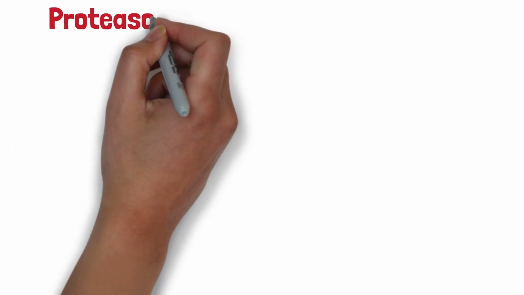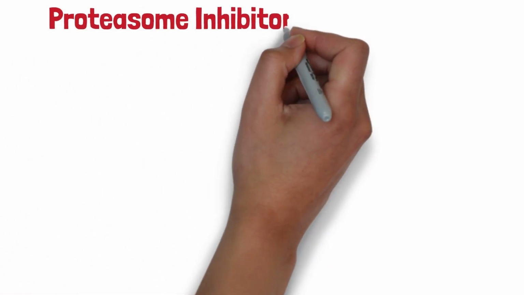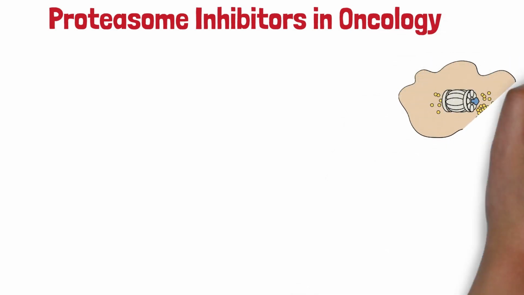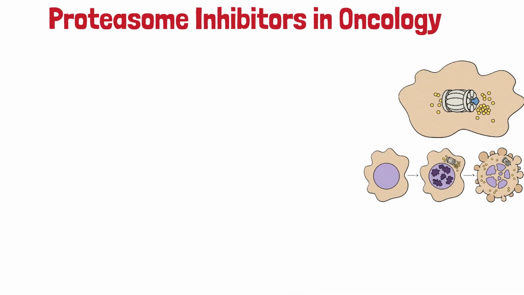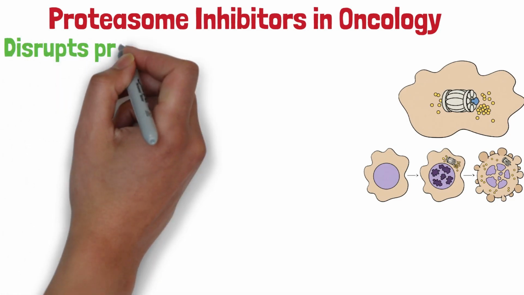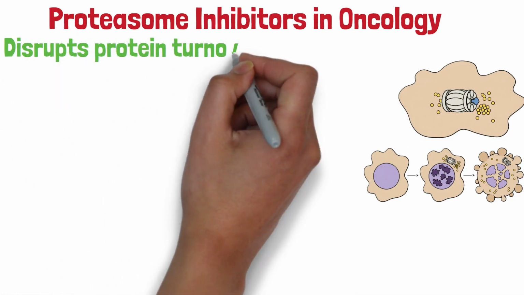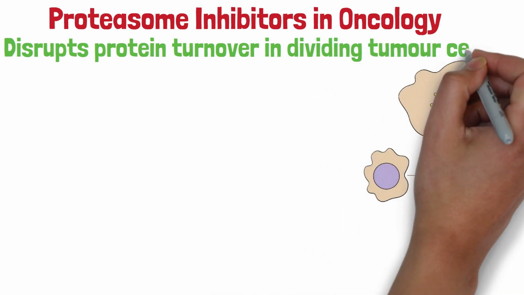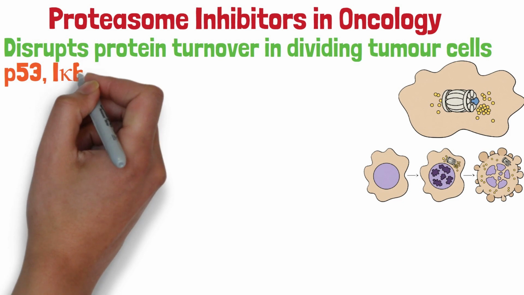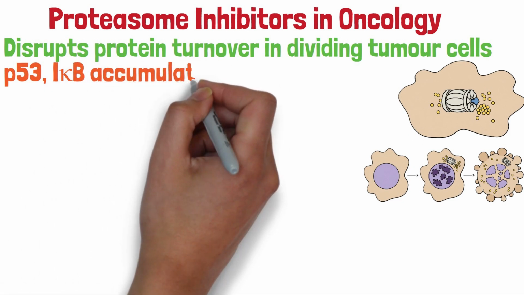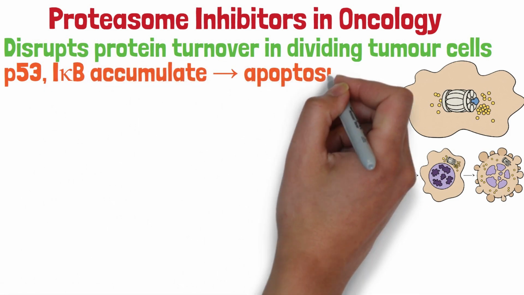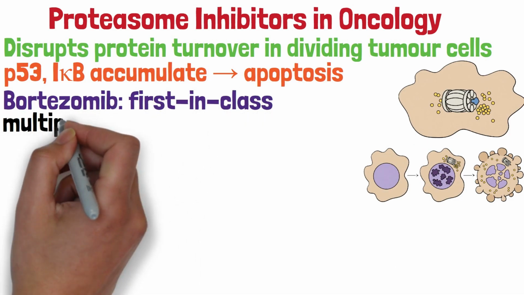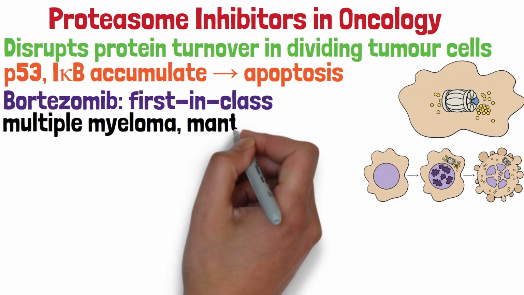So, where does that leave us clinically? It leads straight into a drug class that actually exploits this proteasome machinery, proteasome inhibitors. In rapidly dividing tumor cells, blocking the proteasome disrupts normal protein turnover, causing pro-apoptotic regulators like p53 and IκB to pile up, and that accumulation pushes the cell toward apoptosis. The first-in-class drug here is bortezomib, approved for multiple myeloma and mantle cell lymphoma.